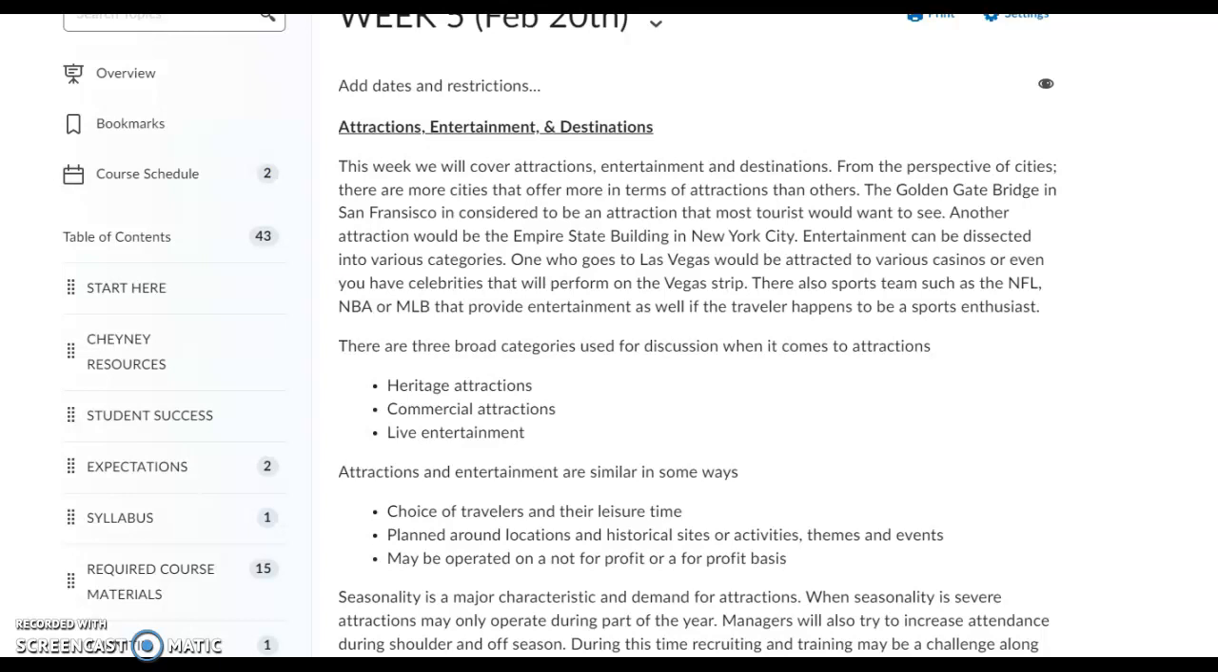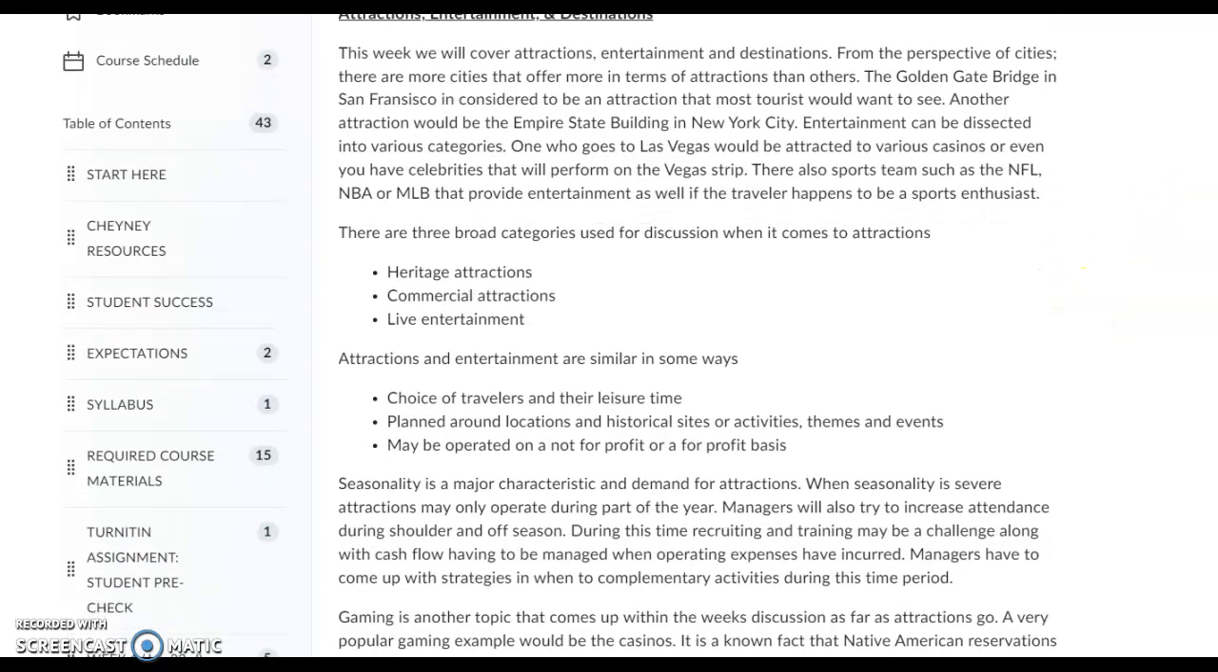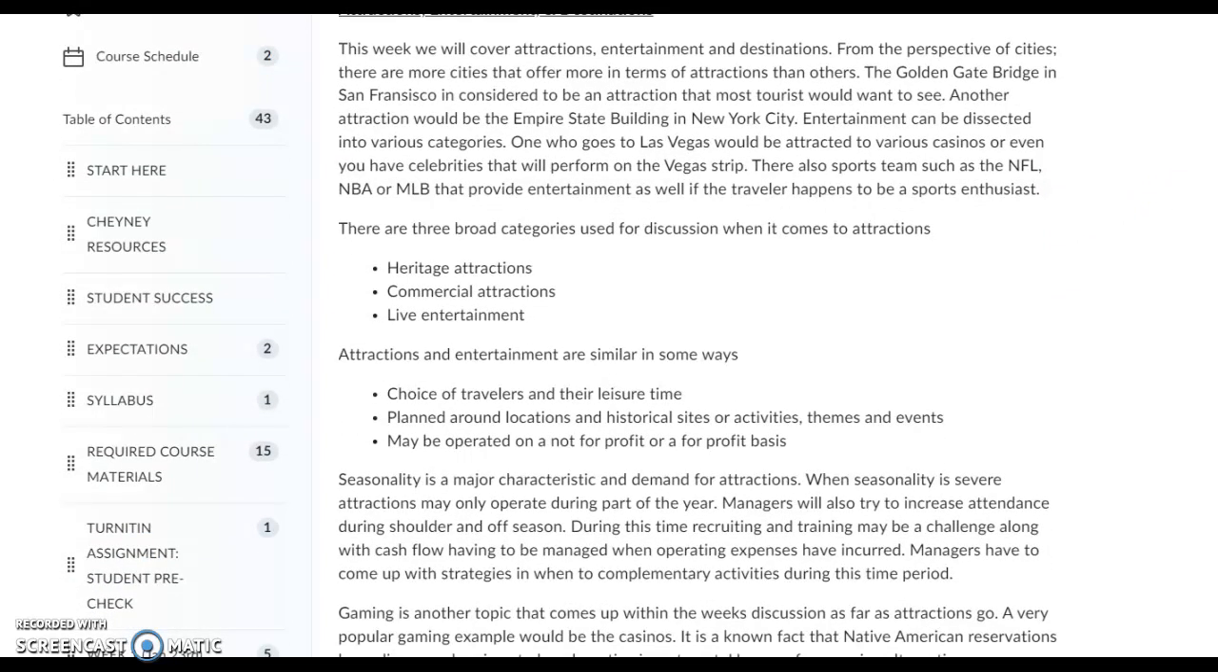So, attractions, entertainment, and destinations. That is something that the traveler would definitely want to engage in if you're going to a different state, a different city. You want to see what that city has to offer when it comes to those areas. So, three broad categories would be heritage attractions, commercial attractions, along with live entertainment.